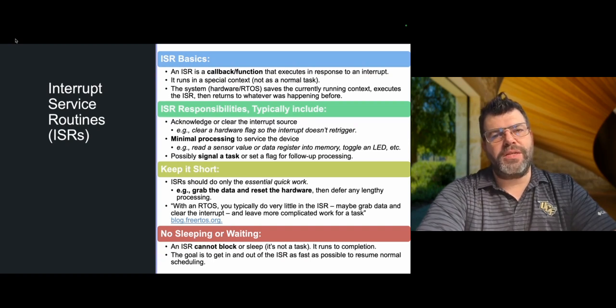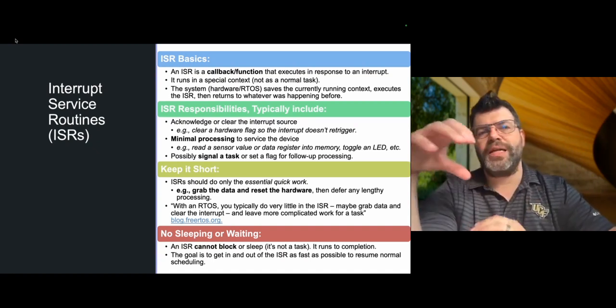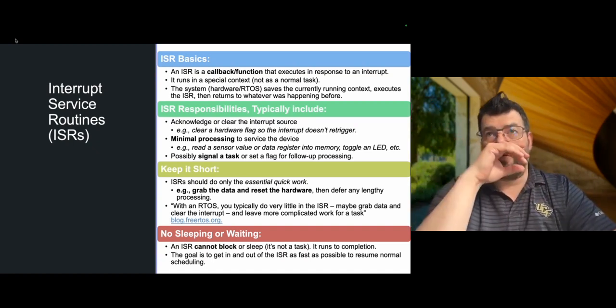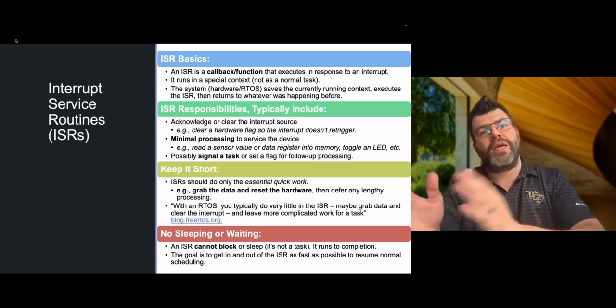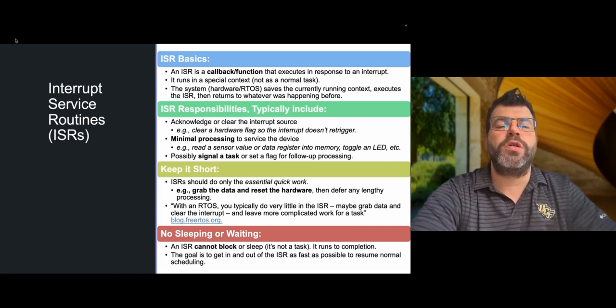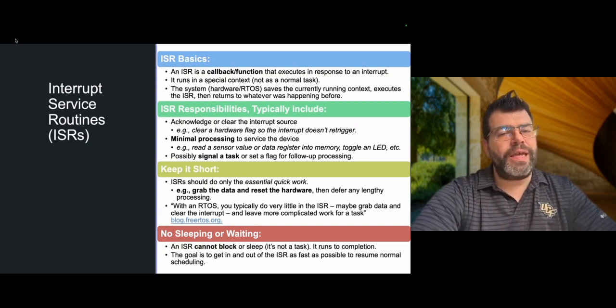What happens is, again, the system as a whole saves everything that's happening, executes the ISR, and then comes back to what was happening before, right? So it is really interrupting the system's normal behavior, doing this thing, and coming back to the system's normal tasks. So what does the ISR do?